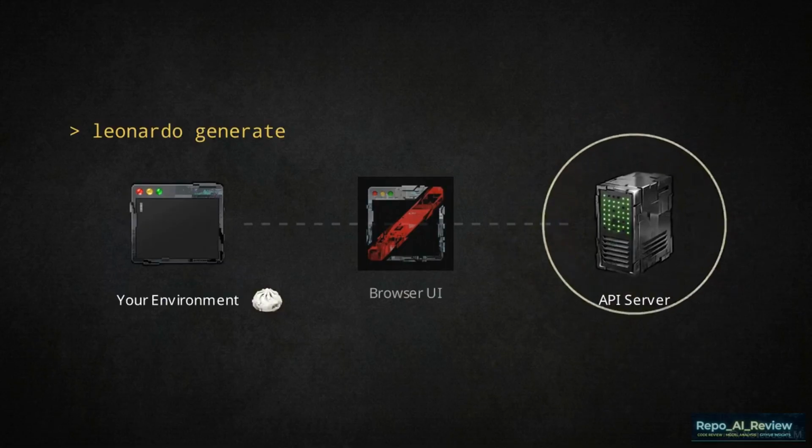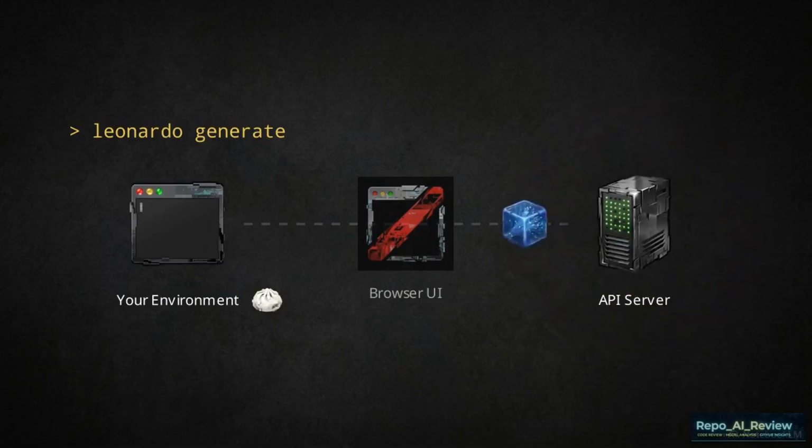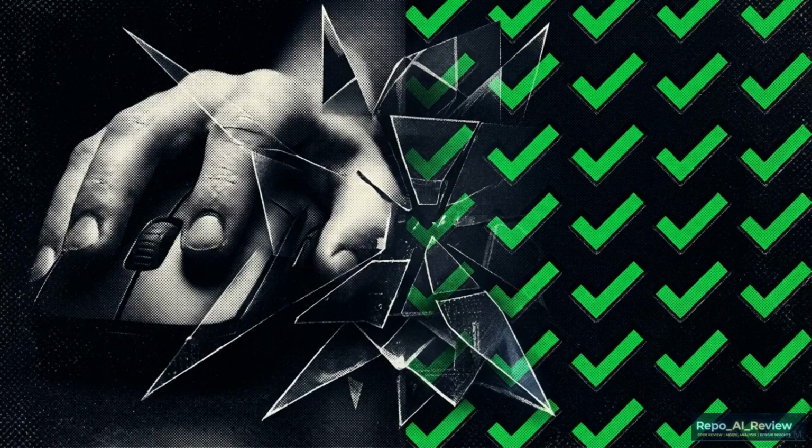The CLI handles the asynchronous polling for you, so your scripts don't have to manage complex wait states while the image processes. This turns visual asset creation into a standard, scriptable background task rather than a manual event.